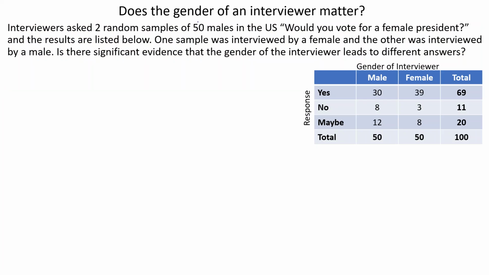All right, so here is our example. The gender of an interviewer doesn't matter. So interviewers asked two random samples of 50 males. So we're only interviewing men. Would you vote for a female president? And the results are listed below. One sample was interviewed by a female and the other was interviewed by a male. Is there significant evidence that the gender of the interviewer leads to different answers? All right, so we have two samples. That means we're doing the chi-squared test for homogeneity.